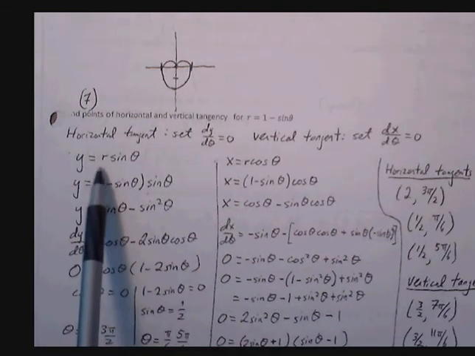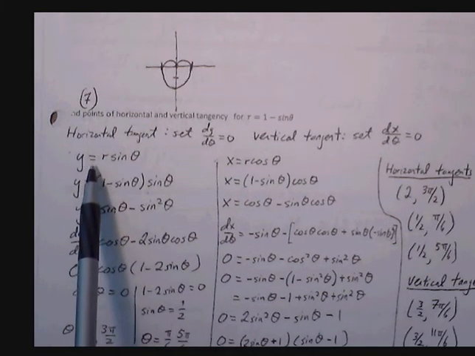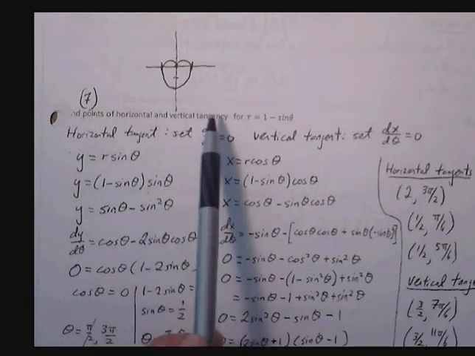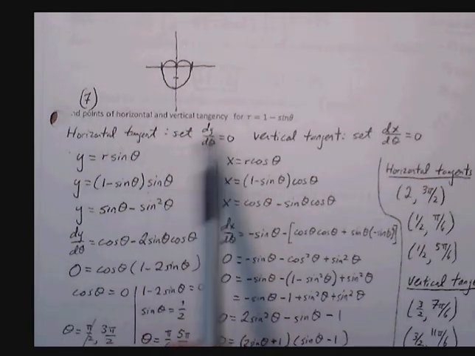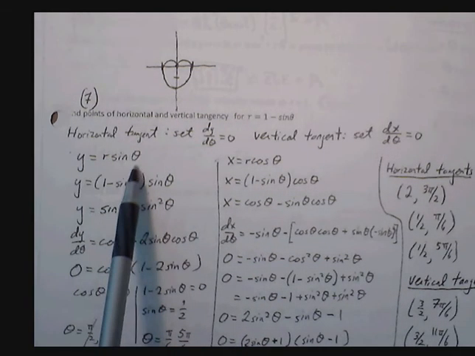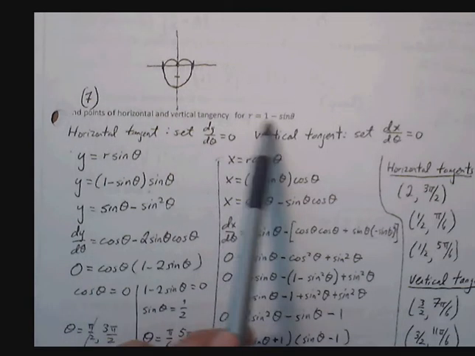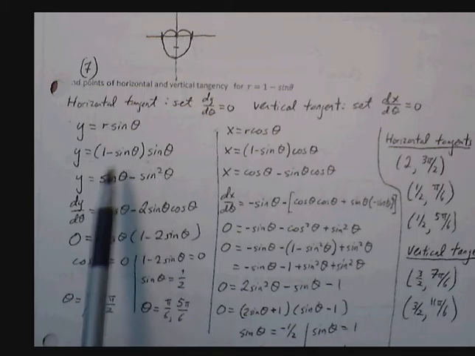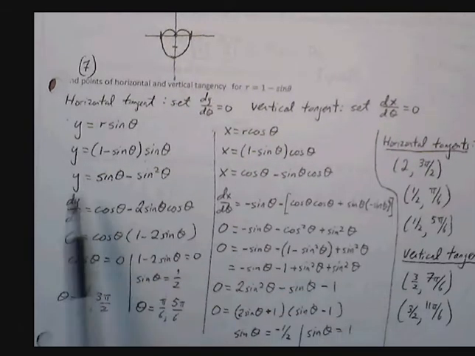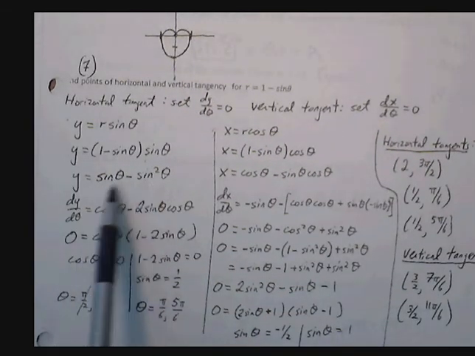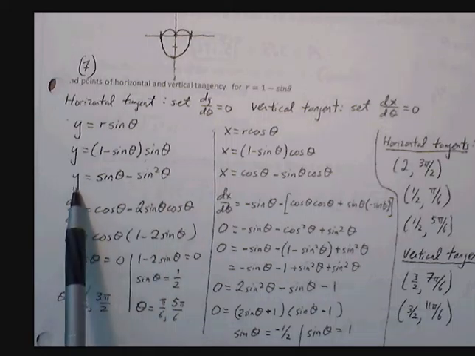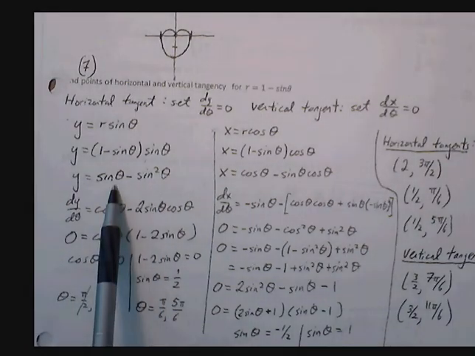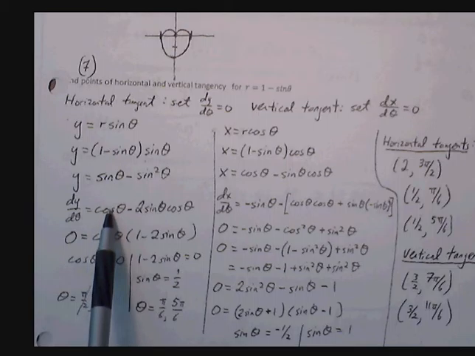So we can convert our equation to be in terms of y. We know that y is equal to r sine theta, and r is 1 minus sine theta, so we're just going through the work here. Distribute through, we get sine theta minus sine squared theta, and we can now find the derivative of y with respect to the independent variable theta. So sine theta becomes cosine theta.